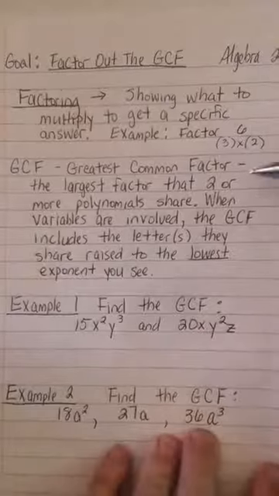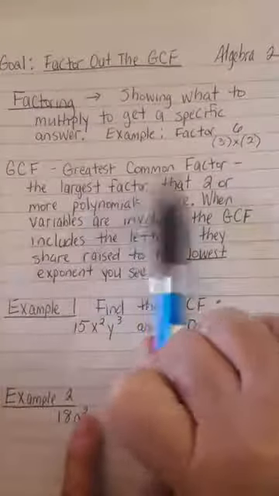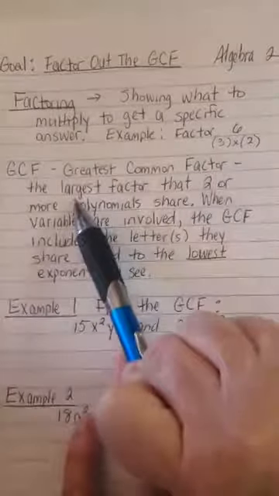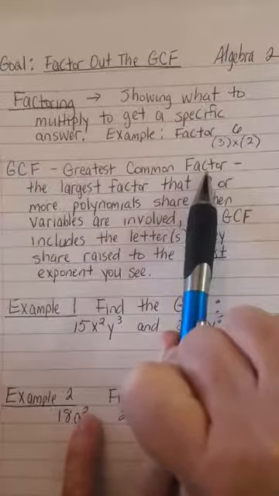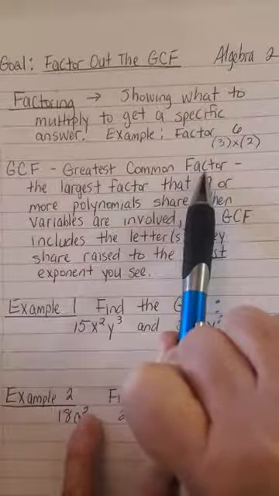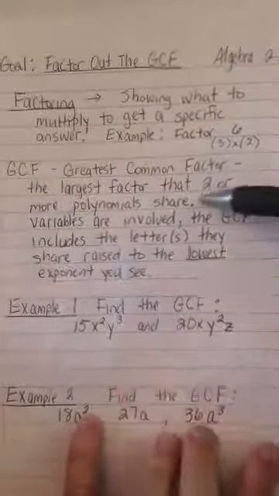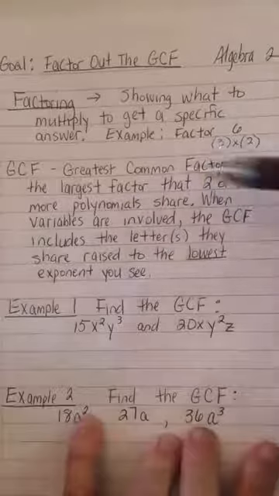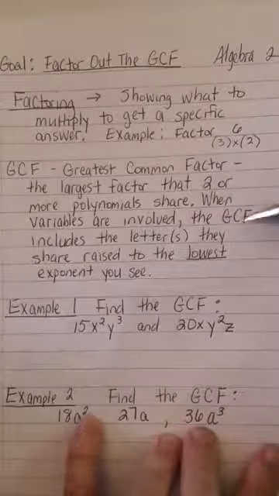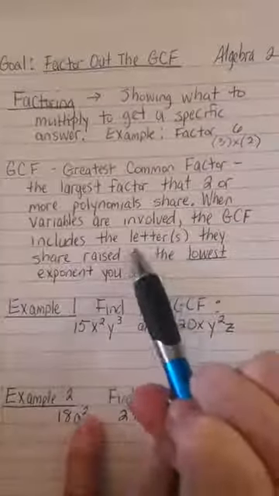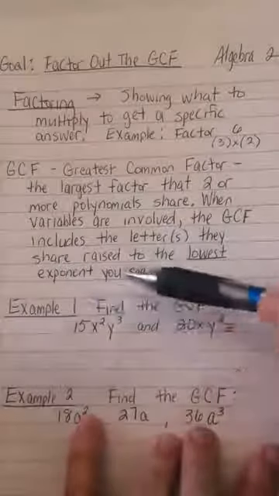All right, greatest common factor. Just listen to what the words say. Greatest means it's the largest. Common means they share it. Factor is a number that will divide evenly into another number. So it's the largest factor that two or more polynomials share. When variables are involved, the greatest common factor includes, and this is important, the letters that they share raised to the lowest exponent you see.